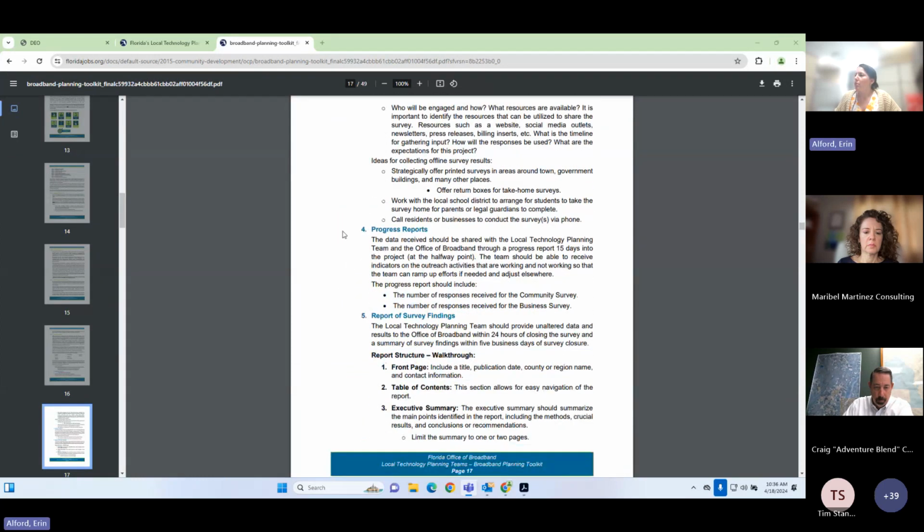And then the fourth step is the progress report. This is just going to be the number of responses completed or received in the surveys that you'll be able to see, as much as y'all will have a perspective on what you think will be best for the community. Having these survey results will also back that up and can also provide the LTPT a whole new perspective on maybe an area that you might be missing.